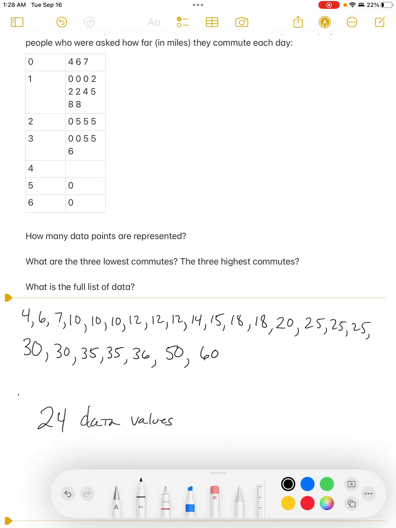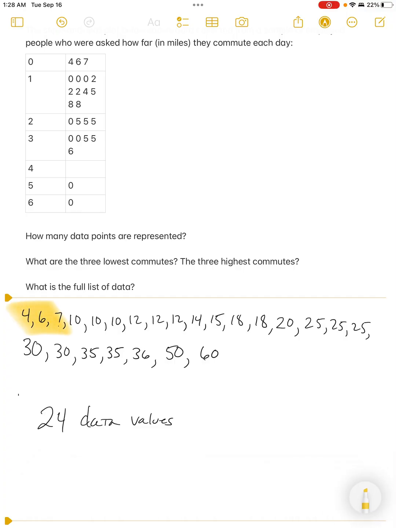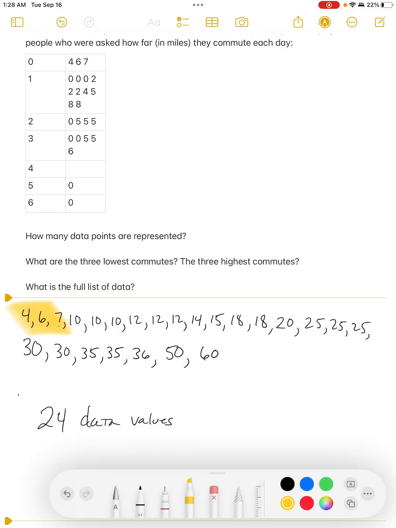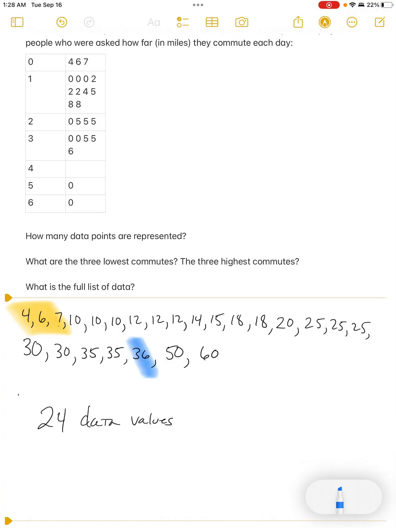What are the 3 lowest commutes? Let me come in here with the highlighter. The 3 lowest commutes are these 3: 4 miles, 6 miles, and 7 miles. What are the 3 highest commutes? I'll do that in blue. The 3 highest commutes are 36, 50, and 60 miles. Okay, that's how we read a stem and leaf plot.